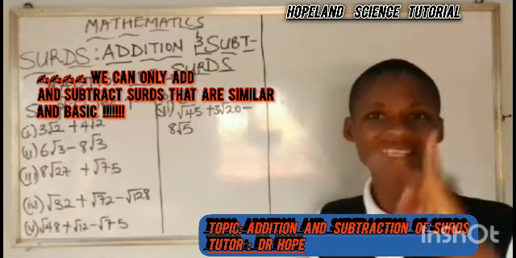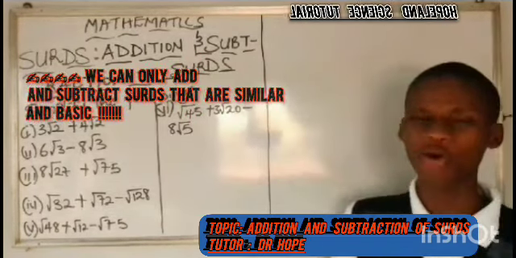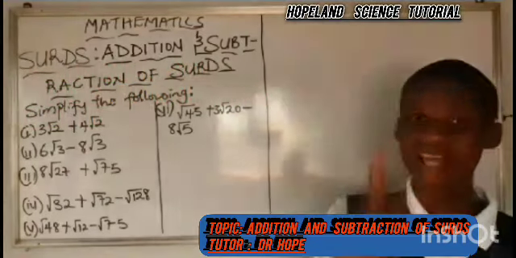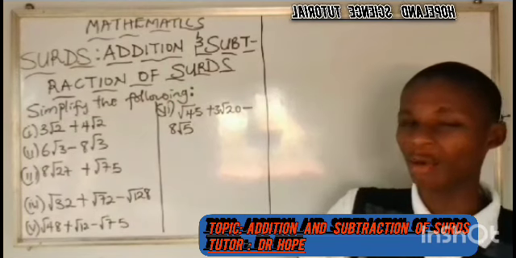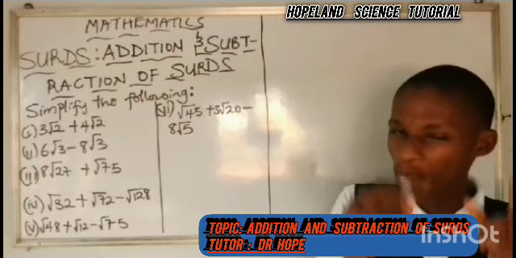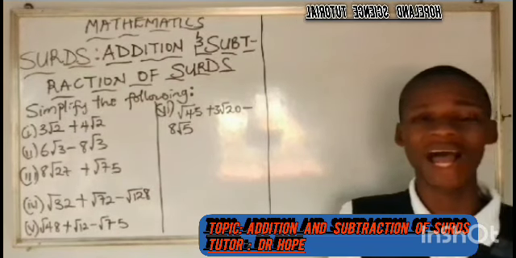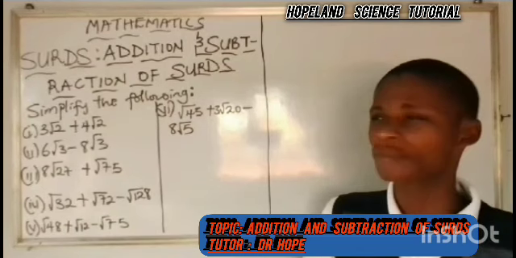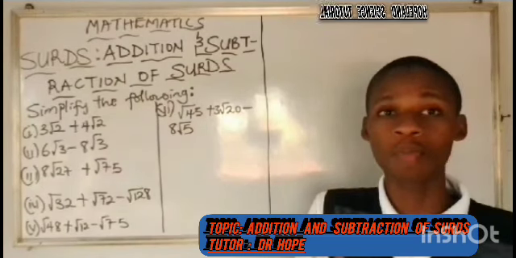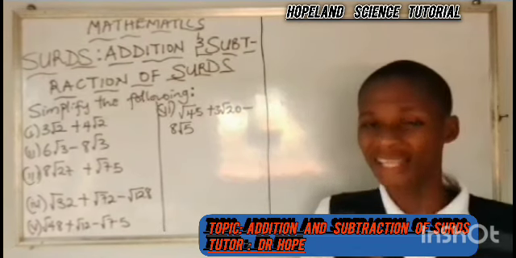Number two, the second thing you need to know is that the surds you are to add or subtract must be similar surds. That is to say, you can only add and subtract surds that are basic and at the same time similar. Now the question is, how can I know surds that are similar? You can know surds that are similar if they contain the same number in their root.